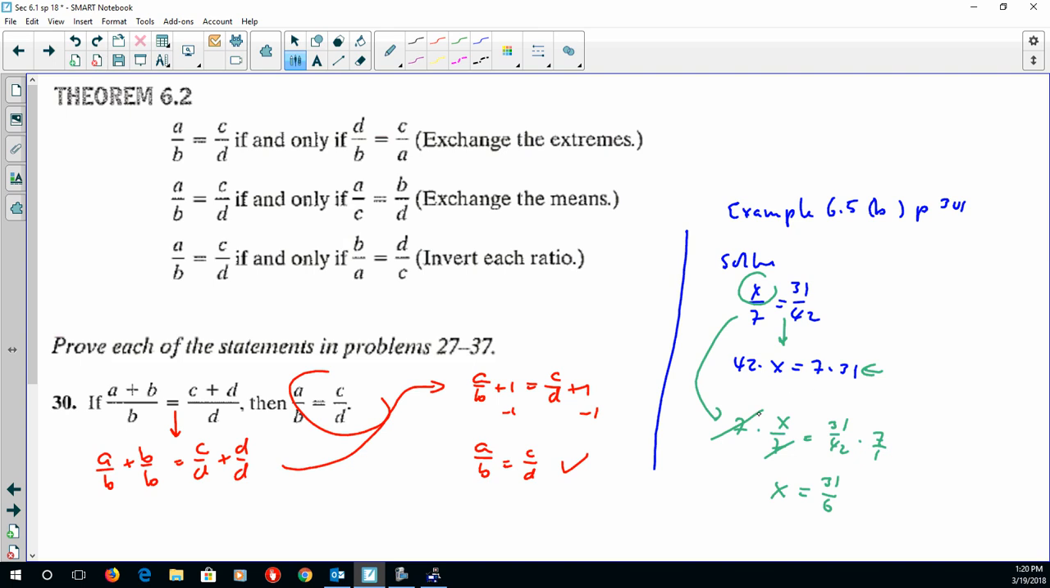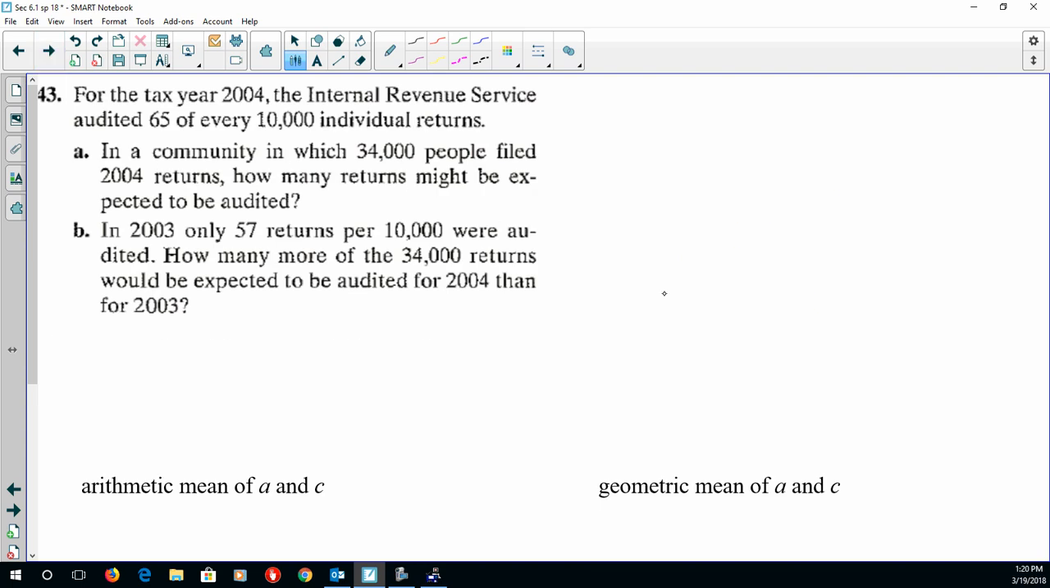Okay, now let's work on number 43. For the tax year 2004, the IRS audited 65 of every 10,000 returns. This sentence gives us a ratio, 65 over 10,000. Here this is number audited out of the total.